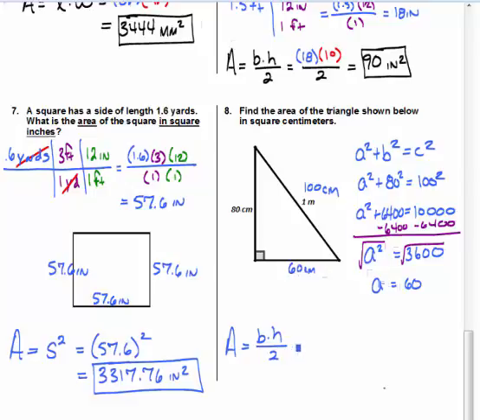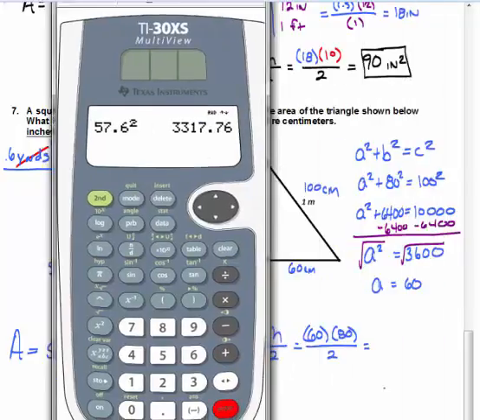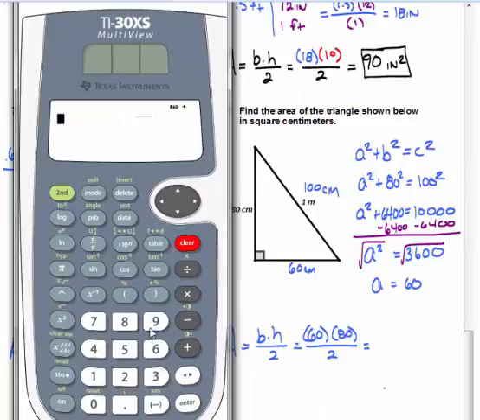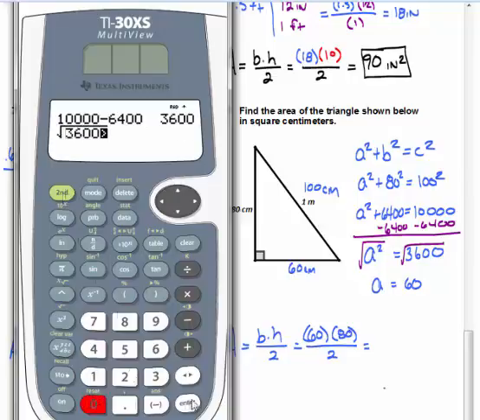And now I can basically do the base, which is 60 times 80 divided by 2. So that should be 2,400. So let's check a couple of these with the calculator just to be sure. So we had 10,000. I'm just going to go back and check my arithmetic. Minus 6,400. And then we took the square root of that, and got 60 just like I showed, and now we're finding the area to show that it's 2,400.